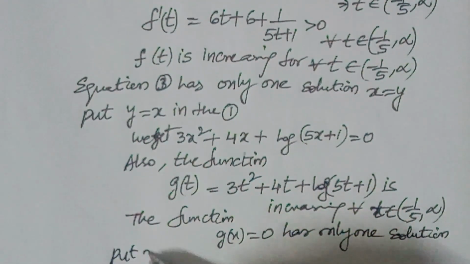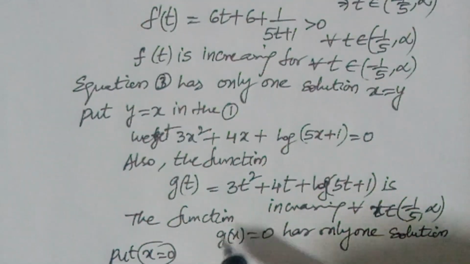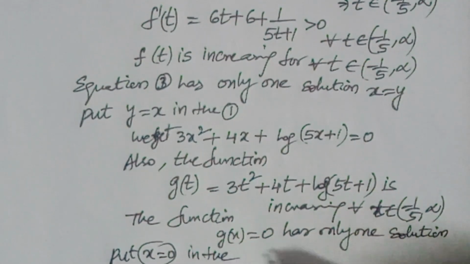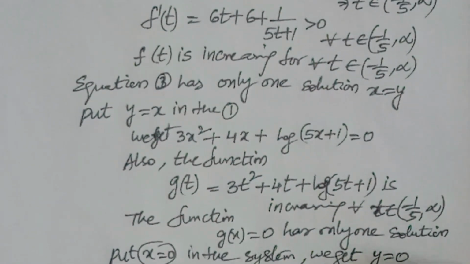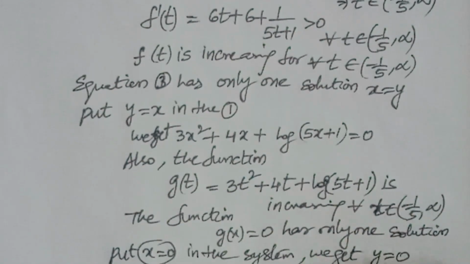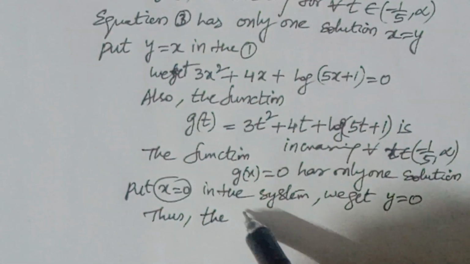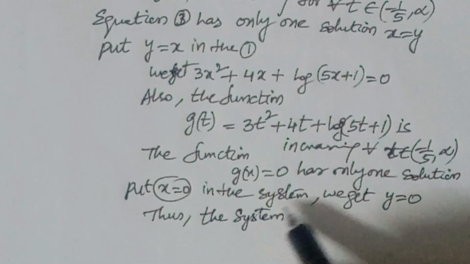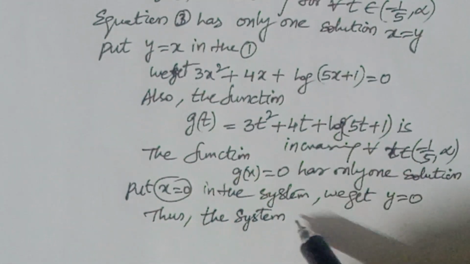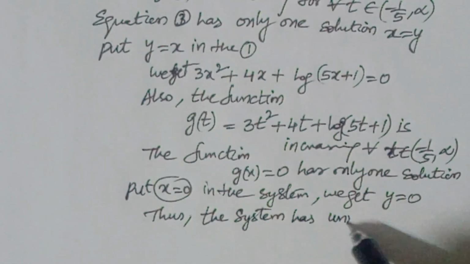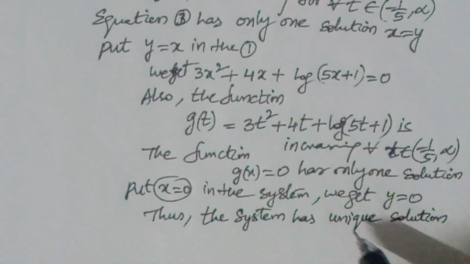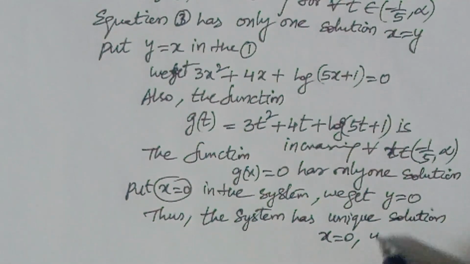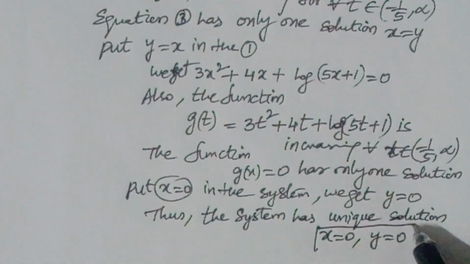Put x = 0 in the system. We get y = 0. So thus the system has a unique solution: x = 0, y = 0.